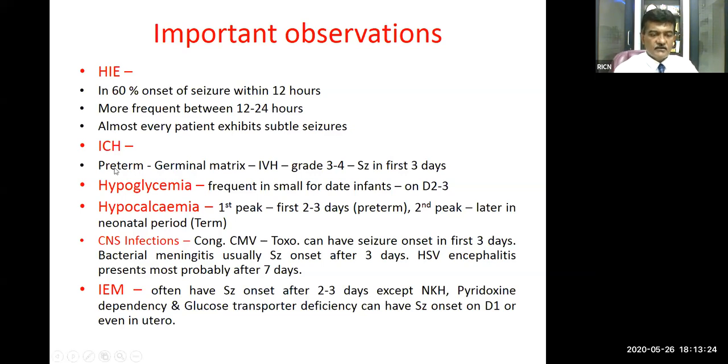In CNS infections, congenital TORCH infections, mainly CMV and toxo, can have seizure onset on day 1, day 2, and day 3. But bacterial meningitis usually takes a few days to present, maybe after a week also, but mostly not on day 1 or 2. HSV encephalitis presents rarely at the end of the first week, mostly after 7 days. And IEM can present at any time, usually after 2 to 3 days. Metabolites take time to develop after we start the feeding. But NKH, that is non-ketotic hyperglycinemia, and pyridoxine dependency can present on day 1.